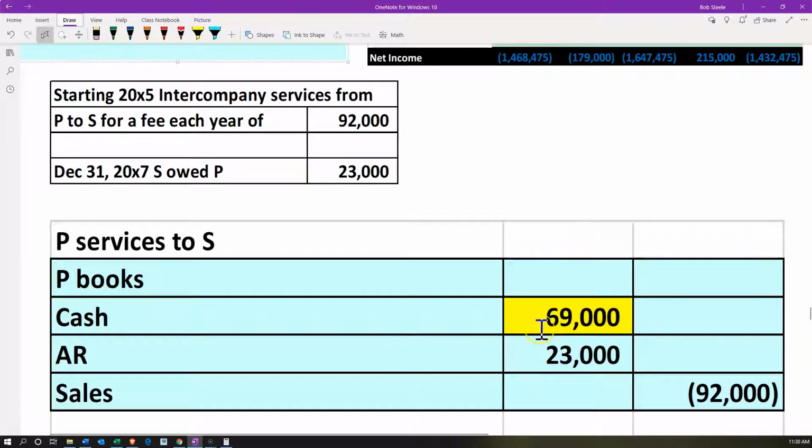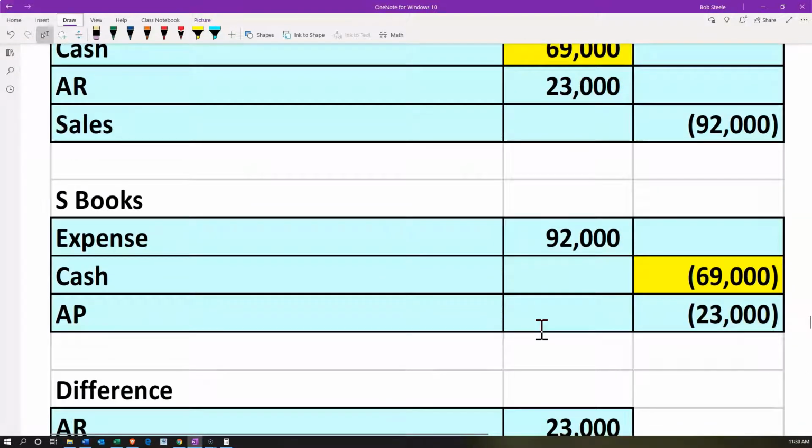So that means we only got cash of the $69,000. That's what you would expect to be on P's books. And then on S's books, you would expect that they have an expense of the $92,000, even though they haven't paid for it yet. And the accounts payable would include that $23,000 that they owe. And then the cash would be the difference, once again, of the $69,000.